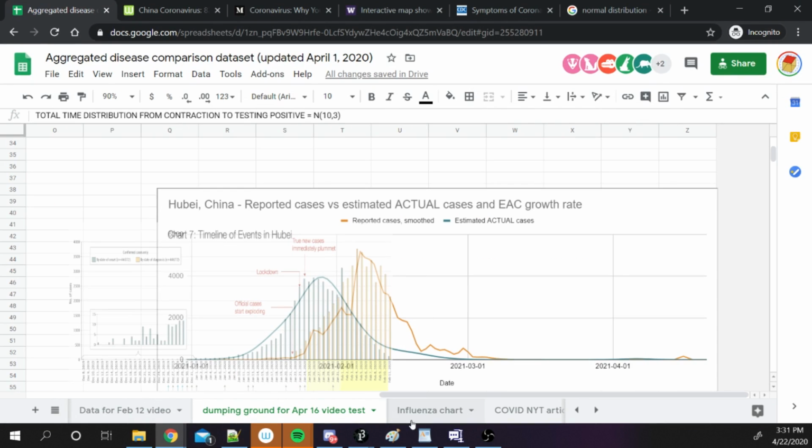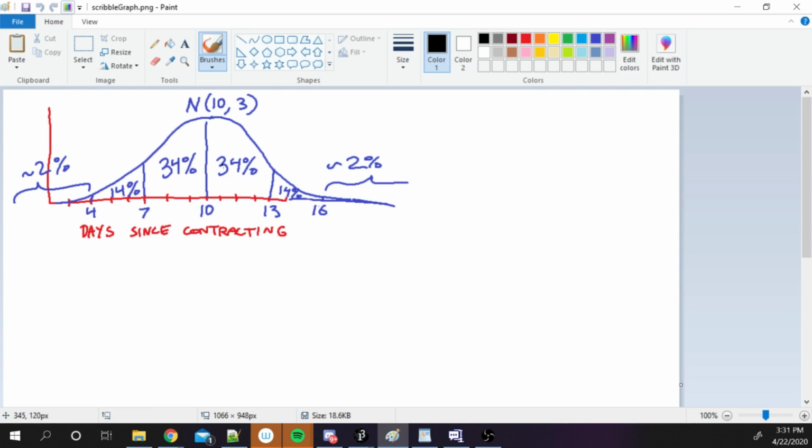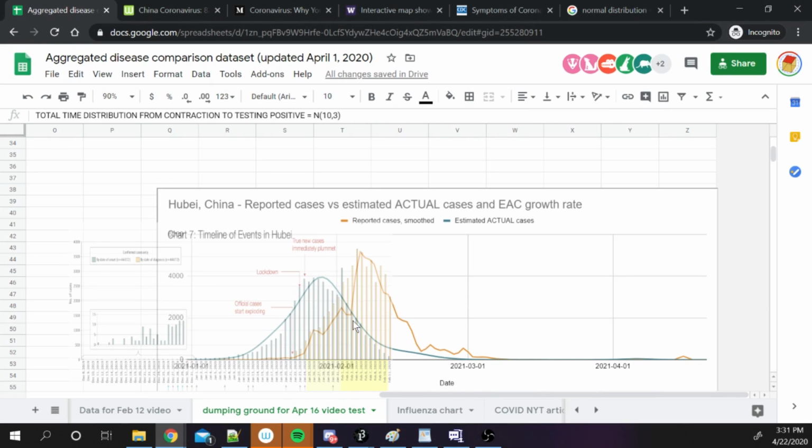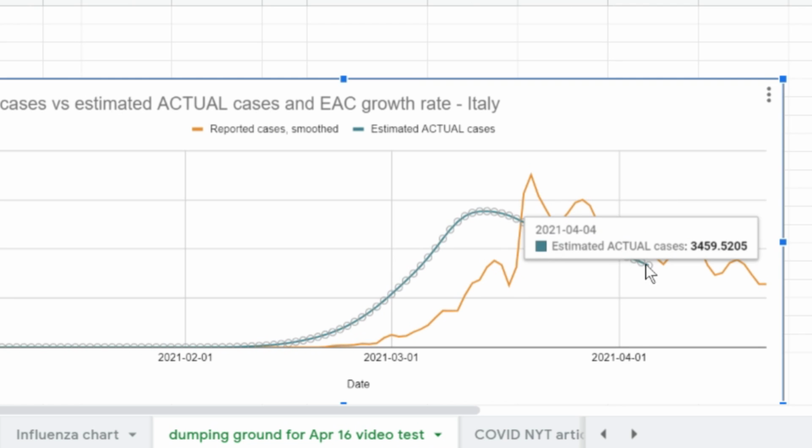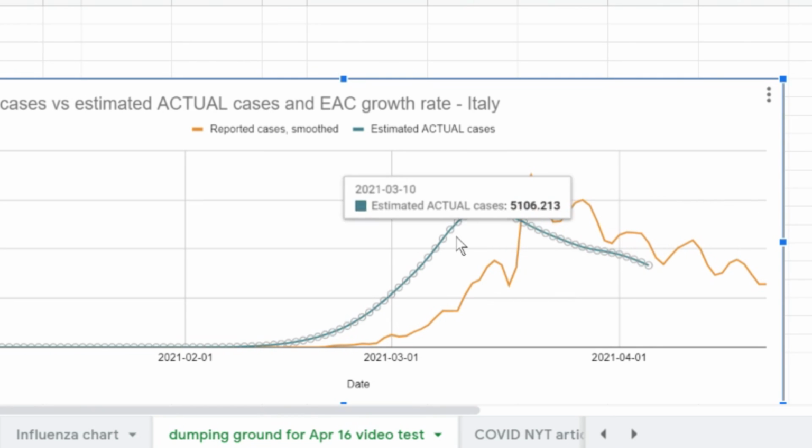Long story short, using this super presumptive guess of how long delays take, it seems like we could get a pretty good picture of where the blue estimation line is, just given the orange news reported line. With China, that's not really necessary because we have the true blue line, but with cases like Italy where we don't have the data, this estimation is all we have to go off of.